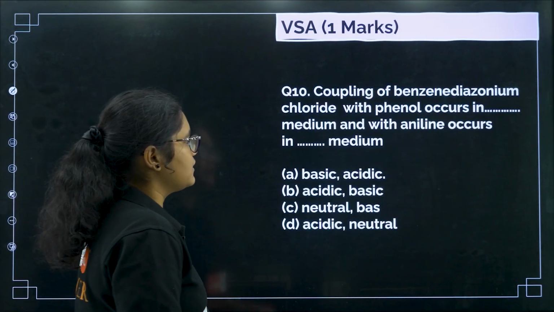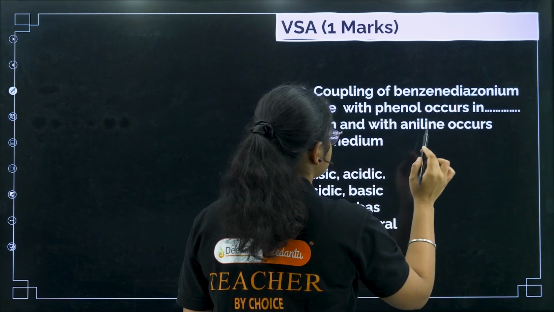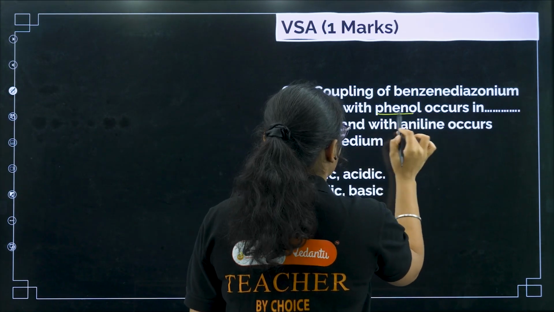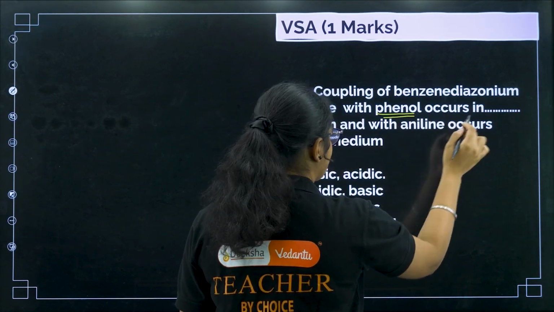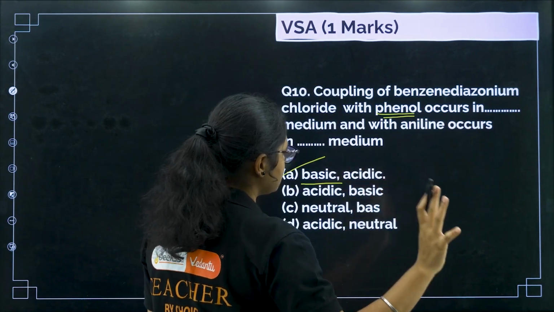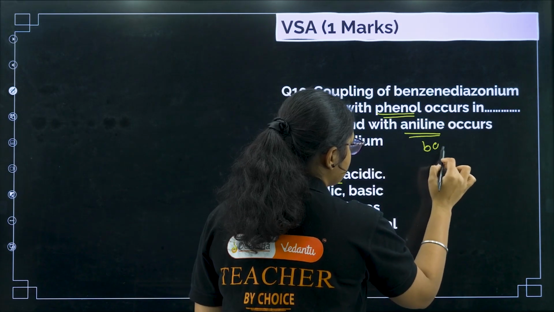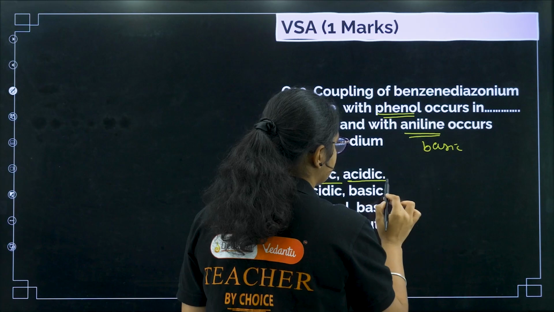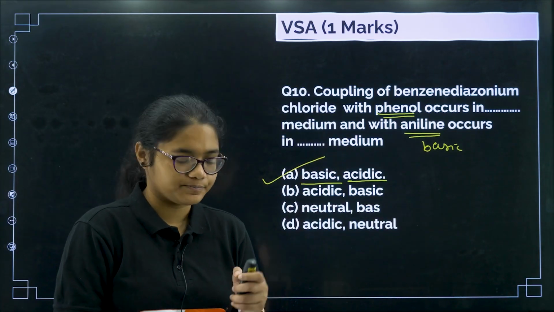Next is question number 10. Coupling of benzene diazonium chloride with phenol occurs in dash medium. Now see, phenol is acidic in nature, so the reaction must occur in basic medium, right? So that is why option number A is the correct answer. And with aniline, aniline itself is a base, so the reaction should occur in the acidic medium, okay. So option number A is the correct answer here, okay.